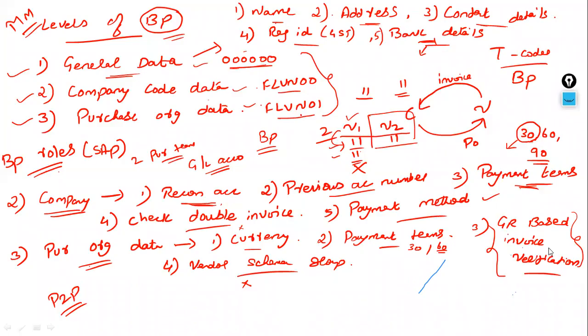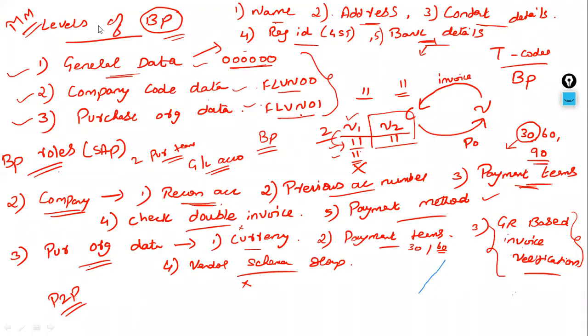And the GR based invoice verification. Unless and until you see the GR posted in the PO. In the first class, I showed you how to create a PO and how to do the GR, and I showed you how the GR will be visible in the PO. So unless and until the GR is posted in the PO, the invoice will not get paid. Okay, those are the 3 important factors in purchase organization data.